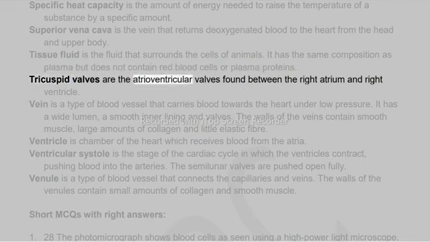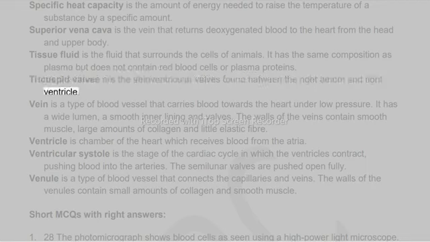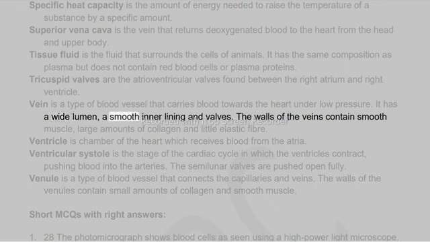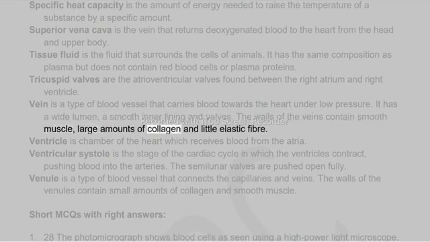Tricuspid valves are the atrioventricular valves found between the right atrium and right ventricle. Vein is a type of blood vessel that carries blood towards the heart under low pressure. It has a wide lumen, a smooth inner lining and valves. The walls of the veins contain smooth muscle, large amounts of collagen and little elastic fiber.